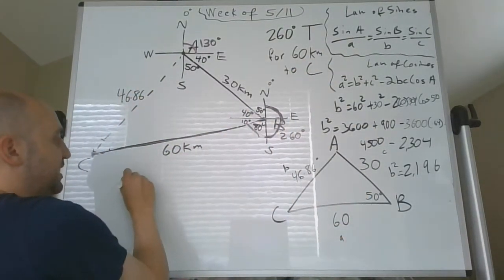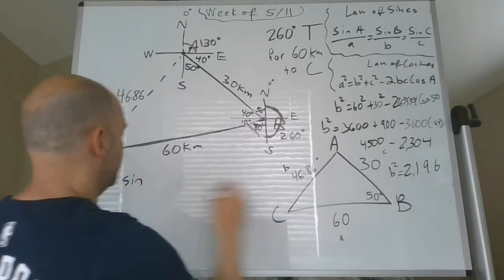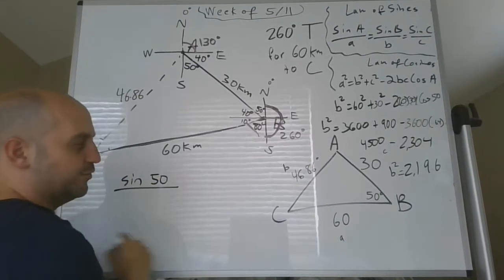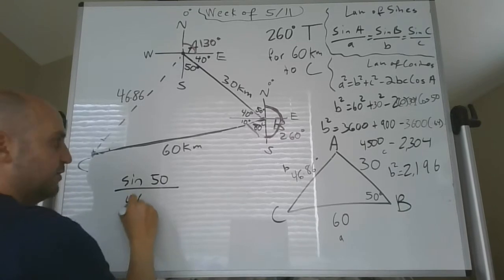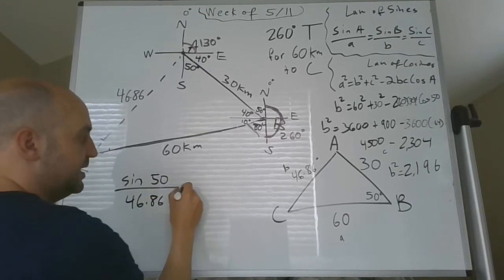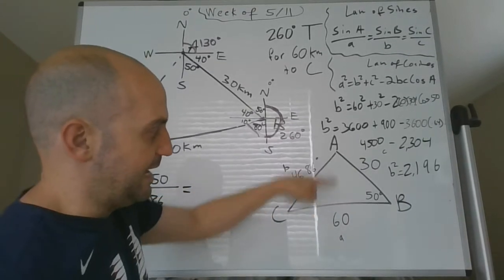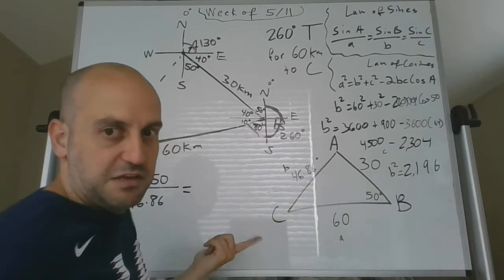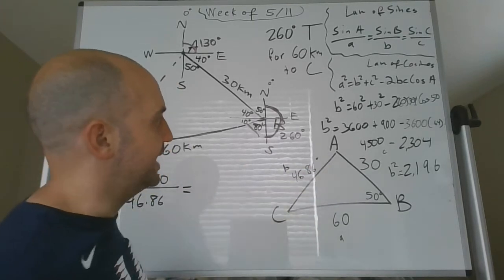I'm going to do the sine of angle B, which is 50 degrees, over side B, which is 46.86. And we can either figure out angle A right now or angle C. Either one doesn't really matter. So I'm going to go with angle A right now.